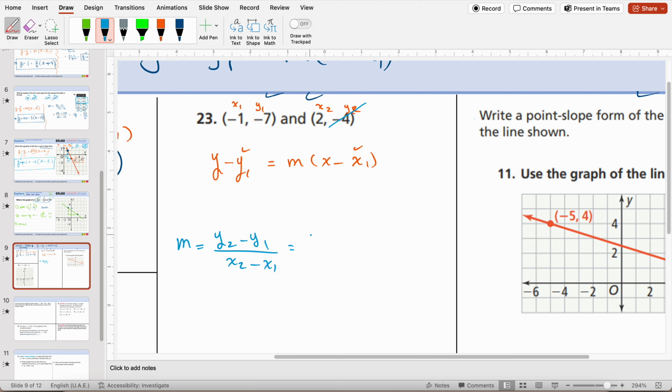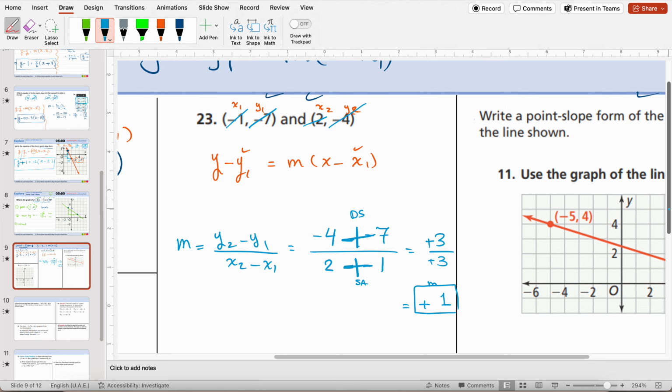y2 is -4 minus y1 is -7, over x2 is 2 minus x1 is -1. Negative with negative is positive. Different signs, subtract. So the answer will be 3 positive. Take the sign of the 7 over. Same sign, add. The answer will be 3 positive. 3 over 3 is positive 1. This is my m.